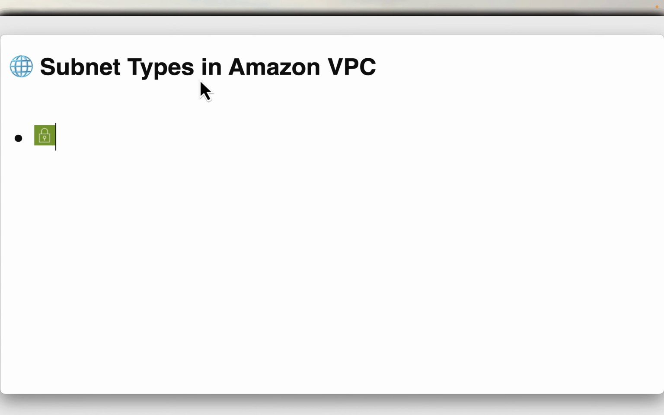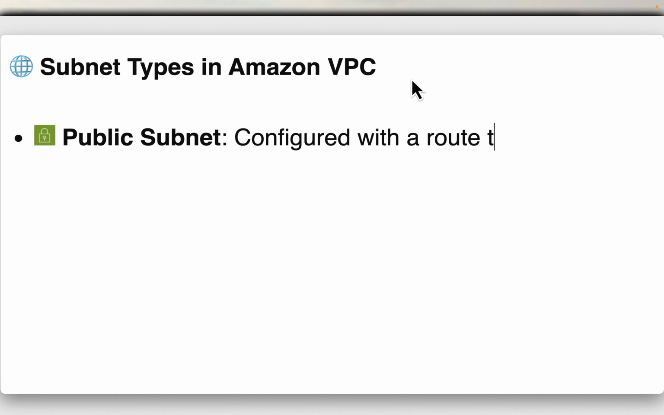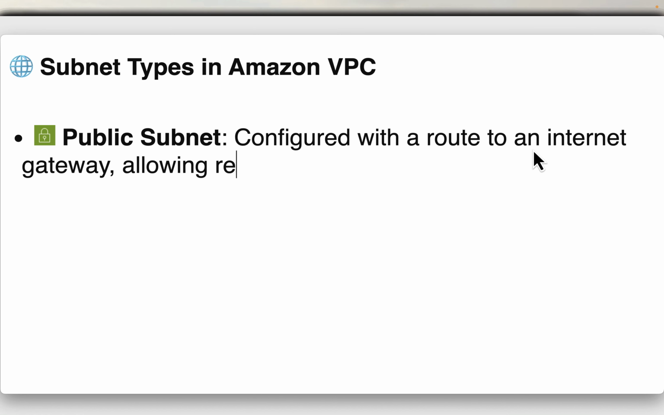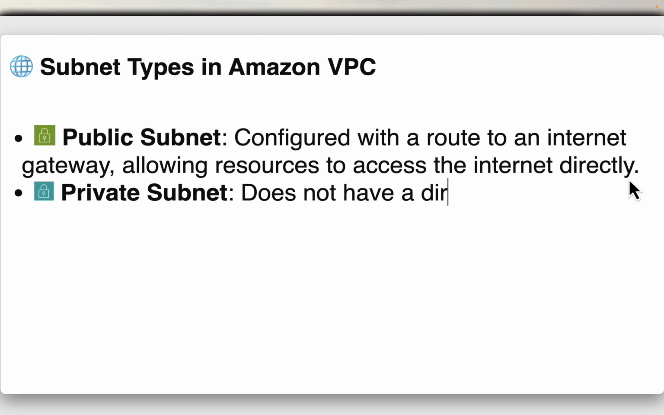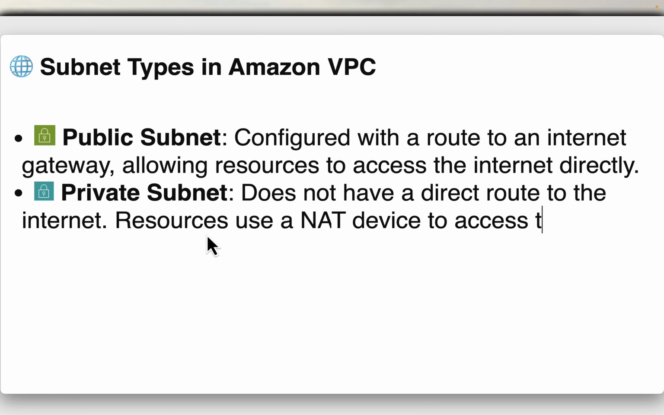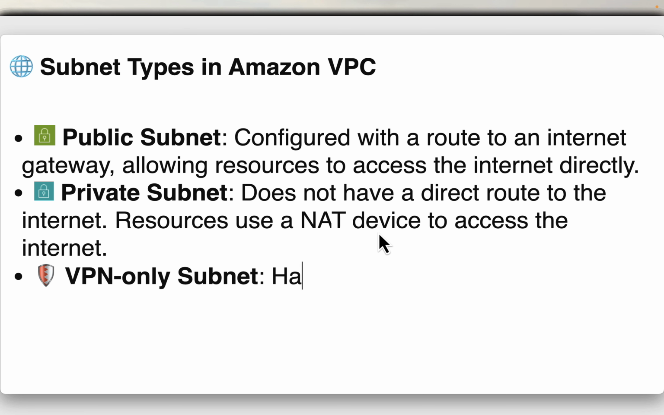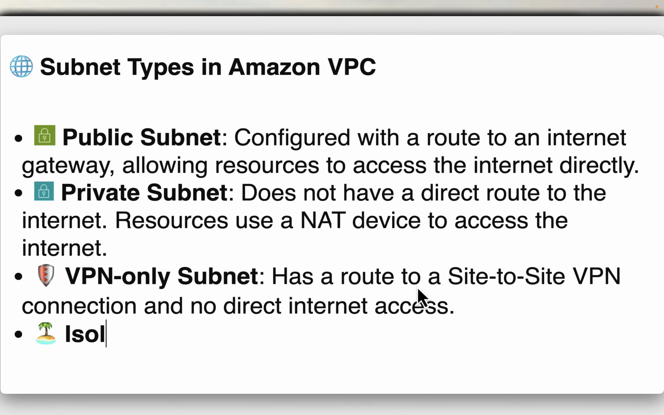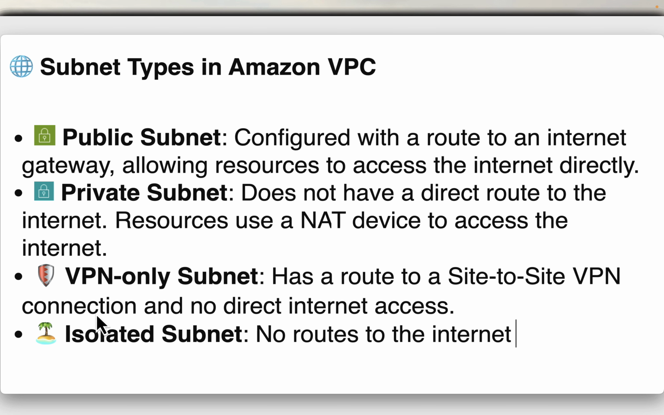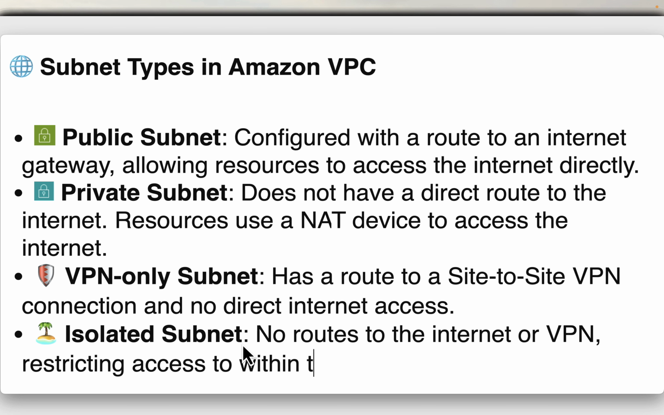Okay, next is subnet types in Amazon VPC. Let's see what the different types are. Public subnet is configured with a route to an internet gateway, allowing resources to access the internet directly. Then private subnet does not have a direct route to the internet. Resources use a NAT device like a NAT gateway to access the internet. Then VPN only subnet has a route to a site-to-site VPN connection and no direct internet connection. And finally, we have isolated subnet, with no routes to the internet or VPN, restricting access to within the VPC only.